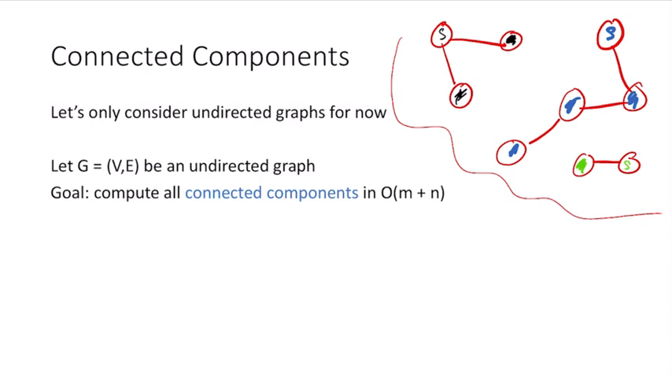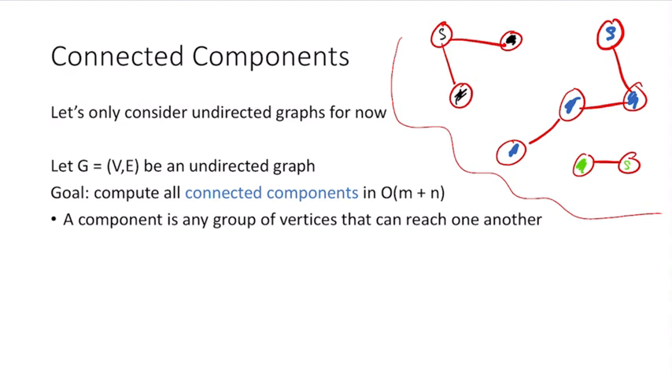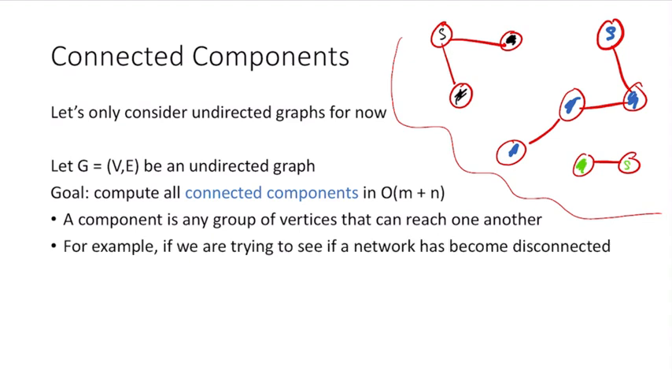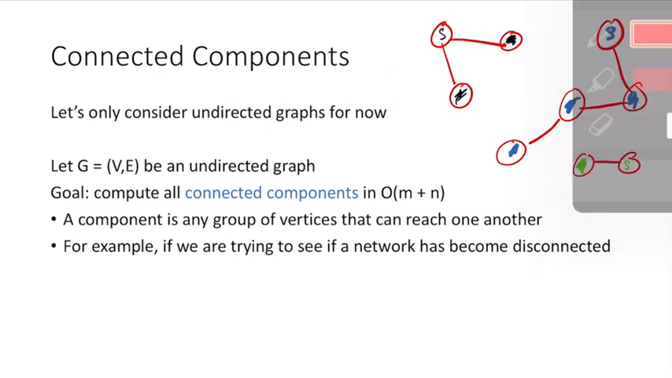So our idea here is to compute all of those connected components in big O of m plus n time. And really, a component is just any group of vertices that can reach one another. And you might do this to see if a network has been disconnected, for example. So if I am at S, I could ping every other node, and if I only hear back from these two, that means that the graph has been disconnected and I need to do some work to repair the graph itself.